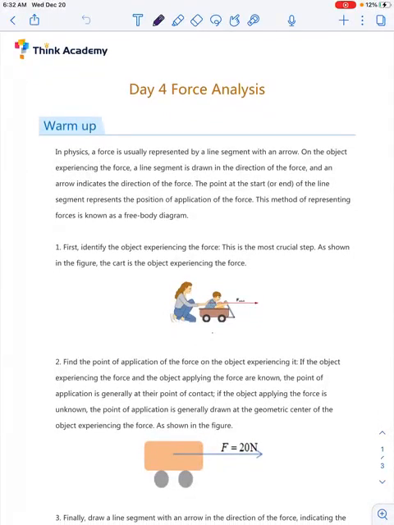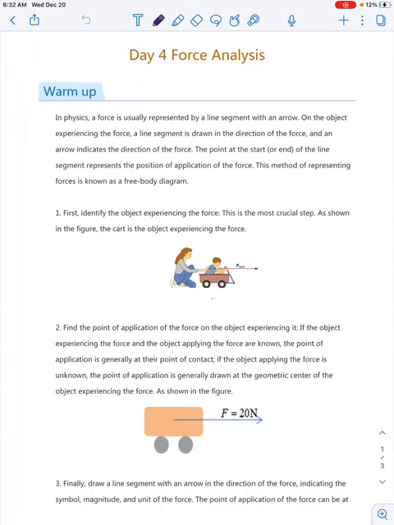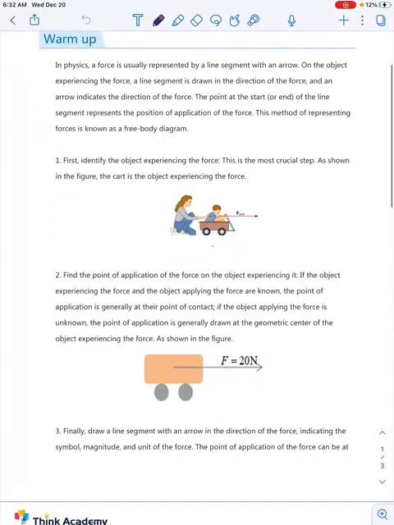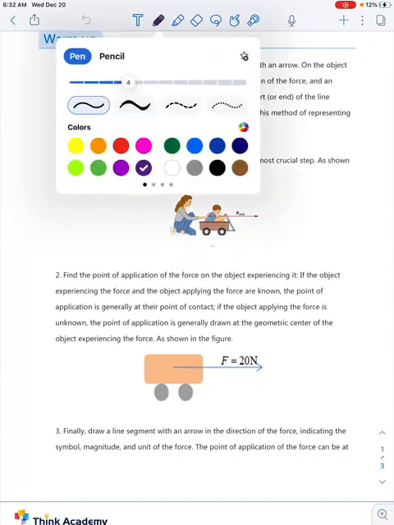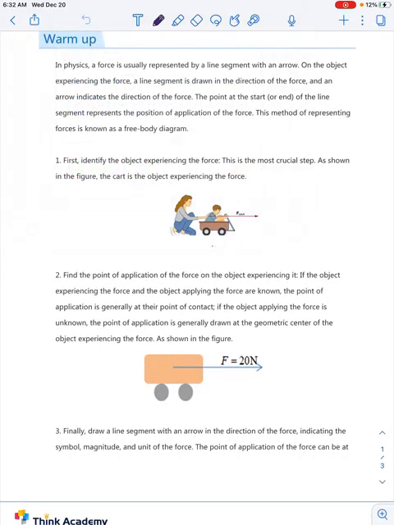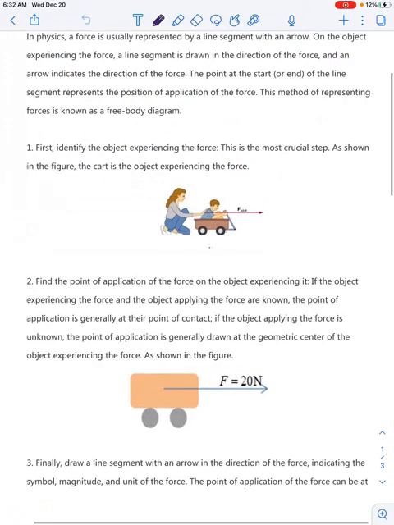Okay, today will be day 4 on force analysis, and we are going to look at how to analyze the forces exerted on objects. First of all, we have learned that forces have three major components. The first one is the direction. When you want to describe a force, you must show its direction.